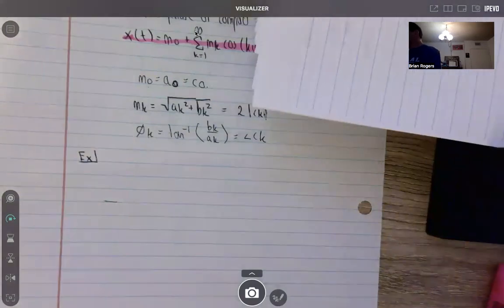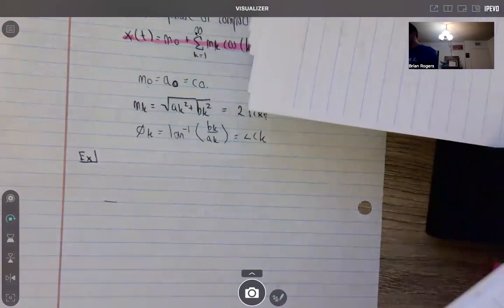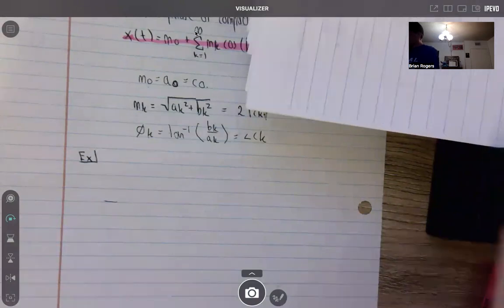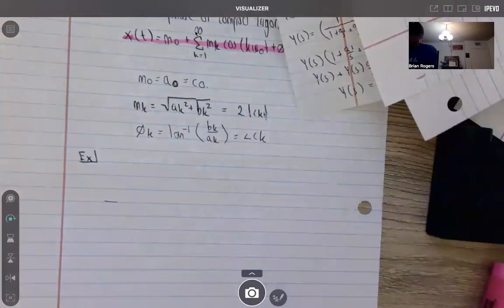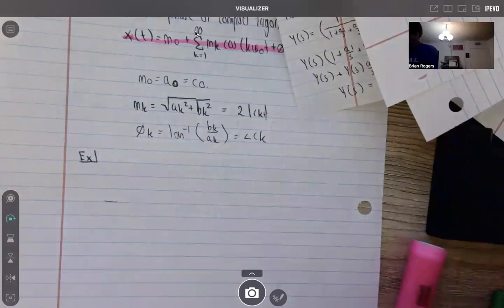does anyone have a particular example from the textbook, numbers 1 through 4, you want? Just drop it in the chat or say it out loud. If not, I will just pick one. Number 2. Okay. Let's look at that one.